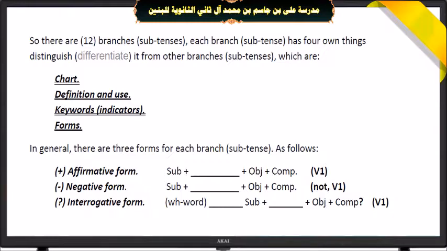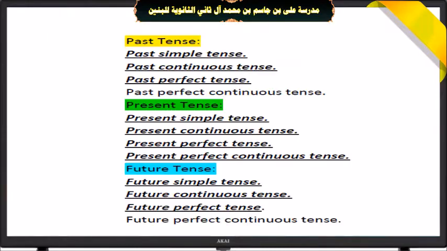About the affirmative form, at the end of the sentence we have a period, and between brackets we have verb one without anything, without not, and we don't have a question mark at the end of the sentence. About the negative form, at the end of the sentence we have a period, and between the brackets we have not plus verb one. About the interrogative form, at the end of the sentence we have a question mark, and between the two brackets we have verb one, as you see.